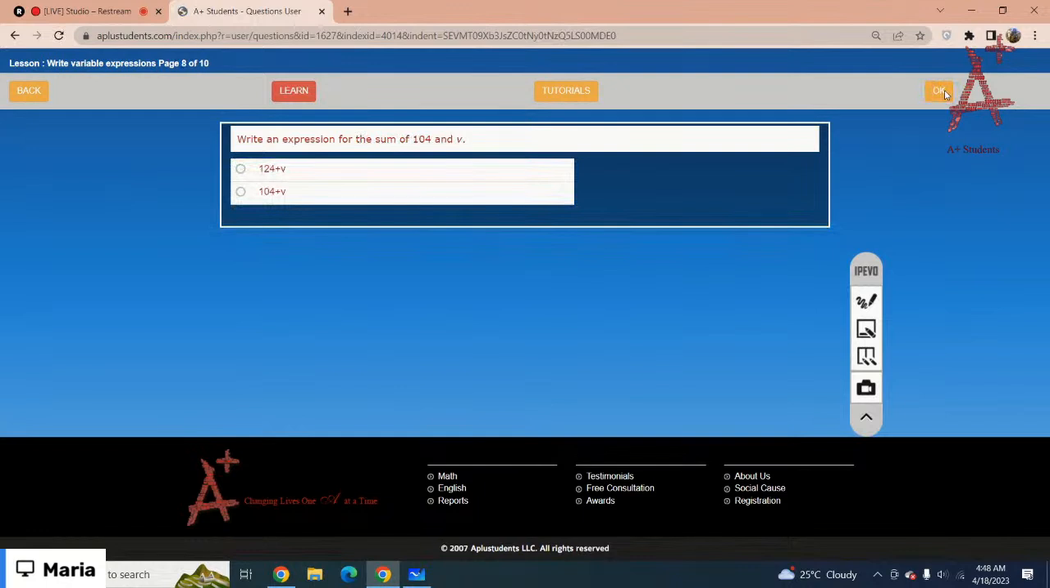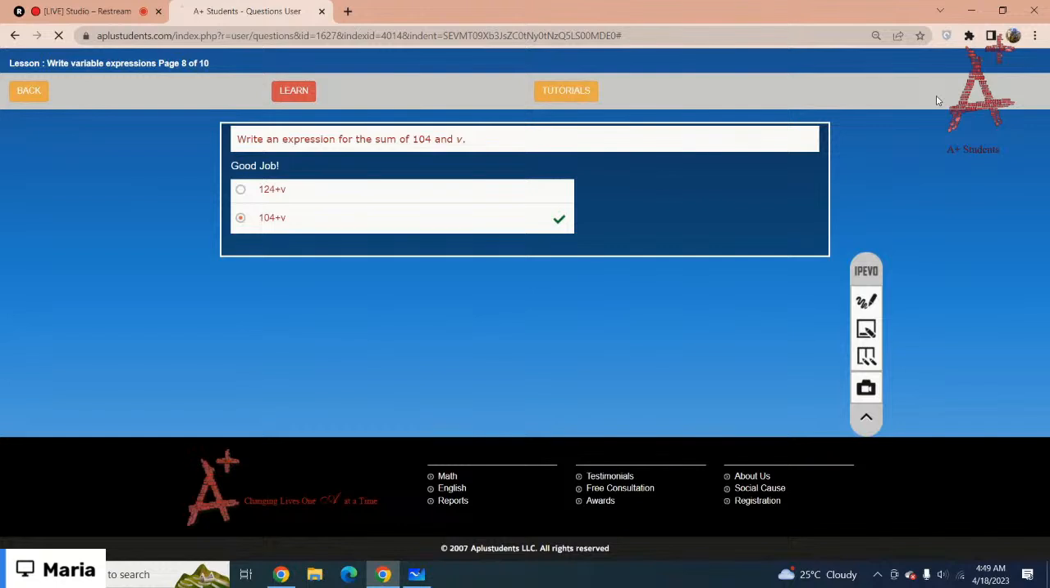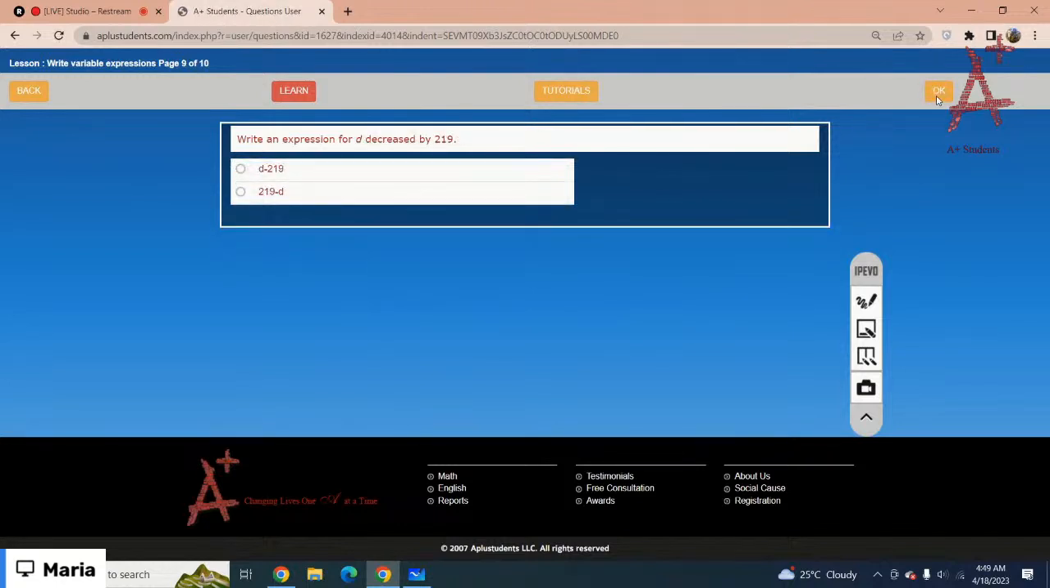Okay, the next one is write an expression for the sum of 104 and v. So which is the correct option? That means you have to add. Sum means you have to add. So it would be 104 plus v. Got it? Write an expression for d decreased by 219. Which is the correct option?